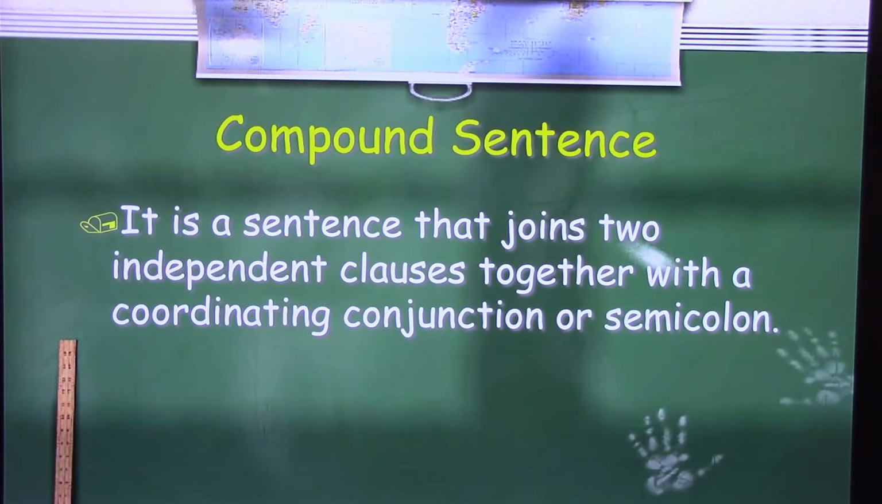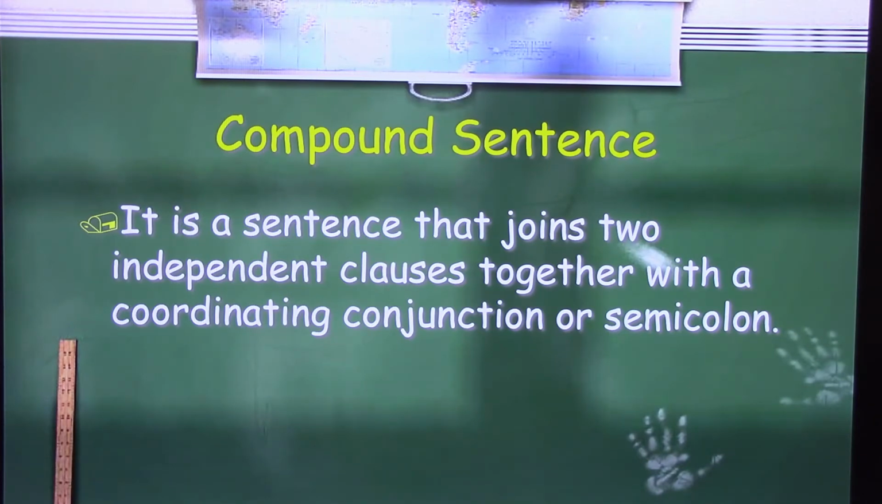Now, because there's an independent clause 1 and an independent clause 2, they are joined together. Now, how are they joined together? They are joined together with a coordinating conjunction. That's a conjunction. You remember we studied conjunctions in class.